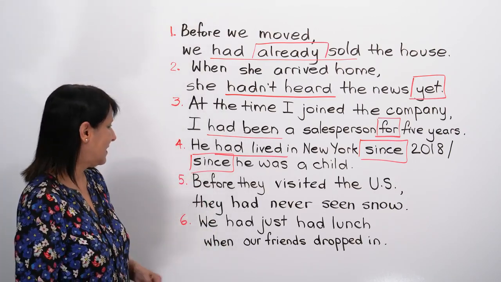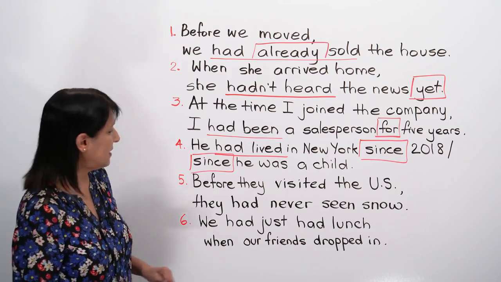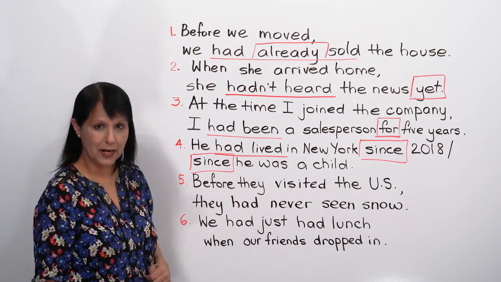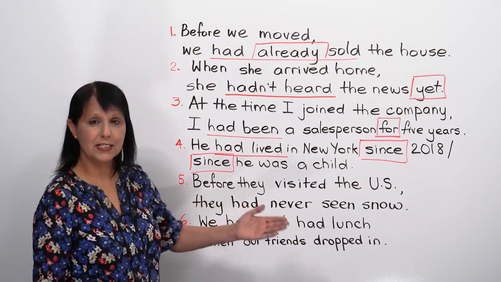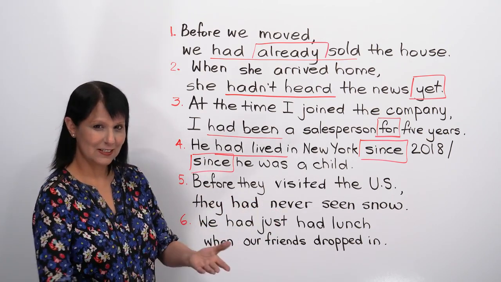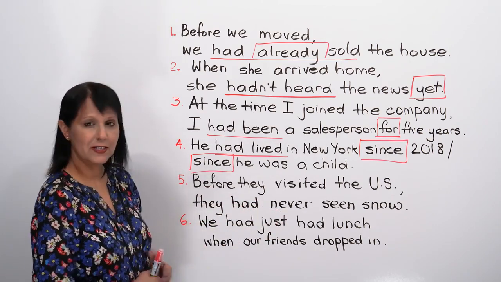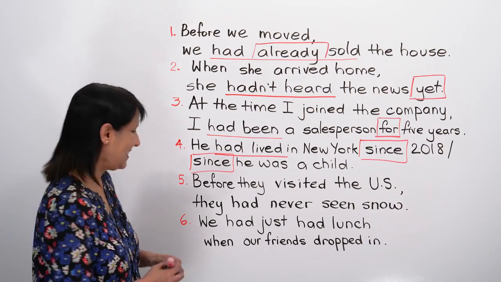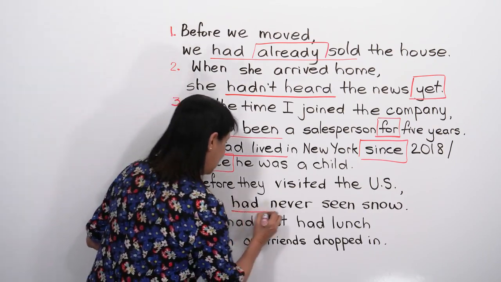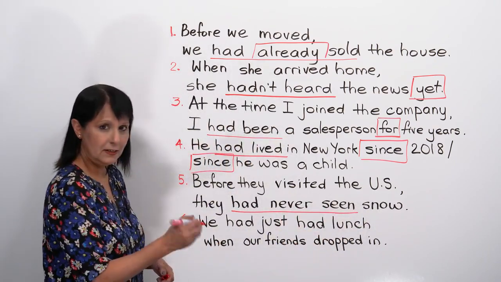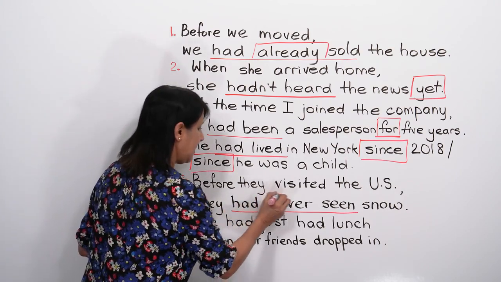All right. Next, number 5. Before they visited the US, they had never seen snow. So, where is the past perfect? Here. Had seen, but in this case, had never seen.